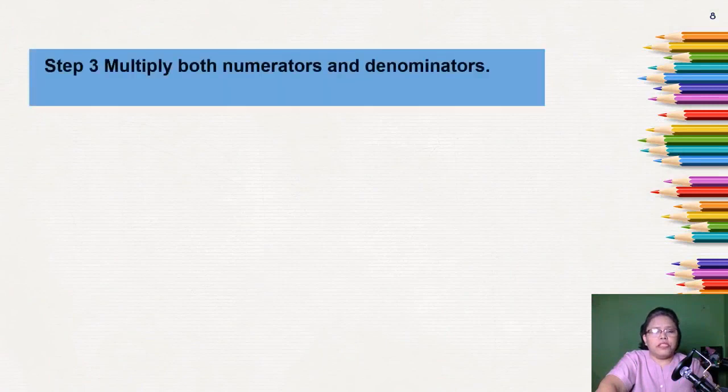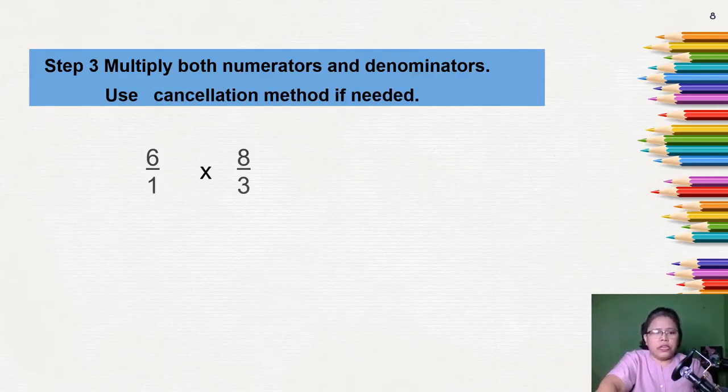Okay, next step is multiply both numerators and denominators. Kaya lang, kung pwedeng i-cancel, cancel na natin. Okay? Para hindi na aabot sa malalaking numbers. So, using cancellation, okay, check natin ano ang pwedeng i-cancel natin. So, tandaan, kapag nagka-cancel tayo, dapat ang ipa-partner mo ay taas, isang number sa taas at isang number sa baba. Pwedeng yung parehong magkahanay, pwedeng sa kabila.